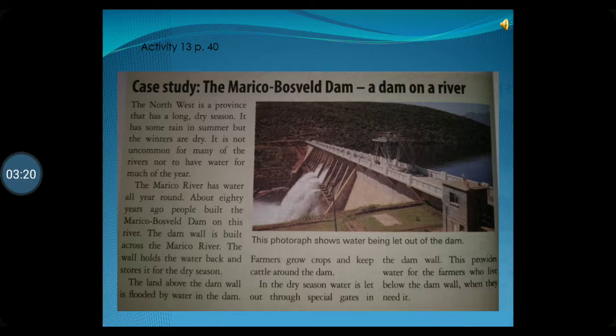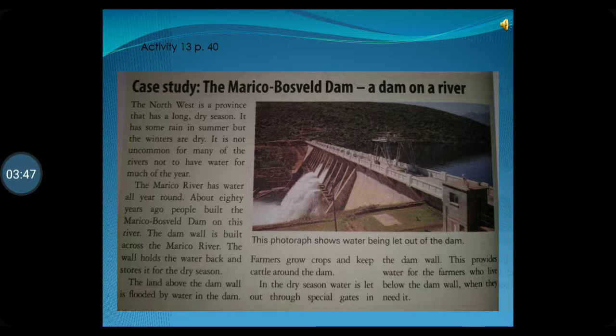The Northwest is a province that has a long dry season. It has some rain in summer, but the winters are dry. It is not uncommon for many of the rivers not to have water for much of the year. The Marico River has water all year round. About 80 years ago, people built the Marico-Bosveld Dam on this river. The dam wall is built across the Marico River. The wall holds the water back and stores it for the dry season.